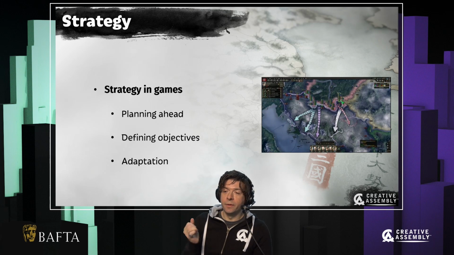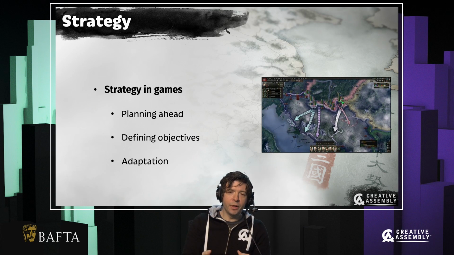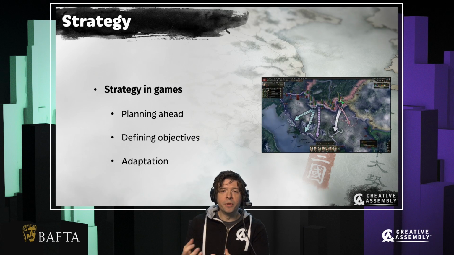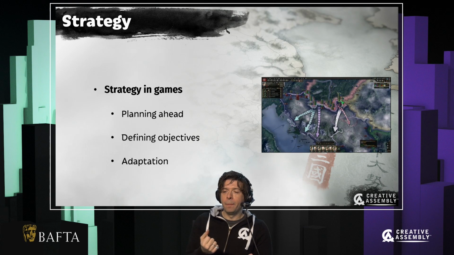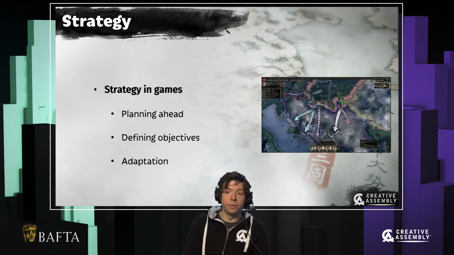What does that mean in games? Strategy in games is usually a lot about planning ahead. Players should be required to plan ahead and also be rewarded for doing that well. There should be a sense of, I can design my own way to play, define my own objectives, and then reap the rewards of that long-term planning. At the same time, adaptation is very important. Players will have to adapt their strategy as they go through a campaign and react to the environment and what their opponents are doing.